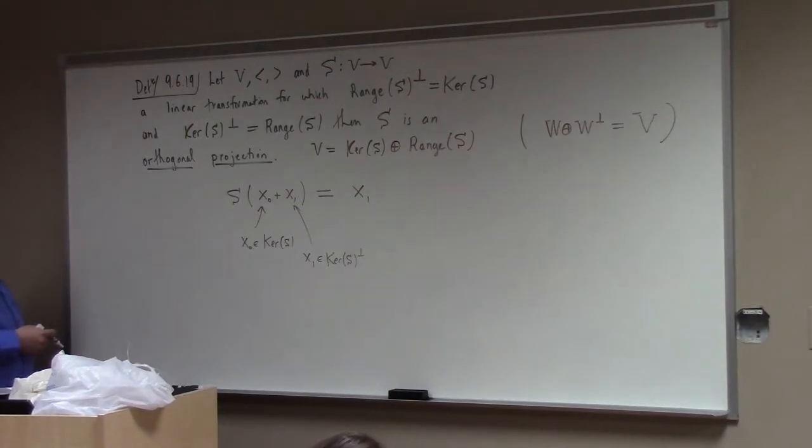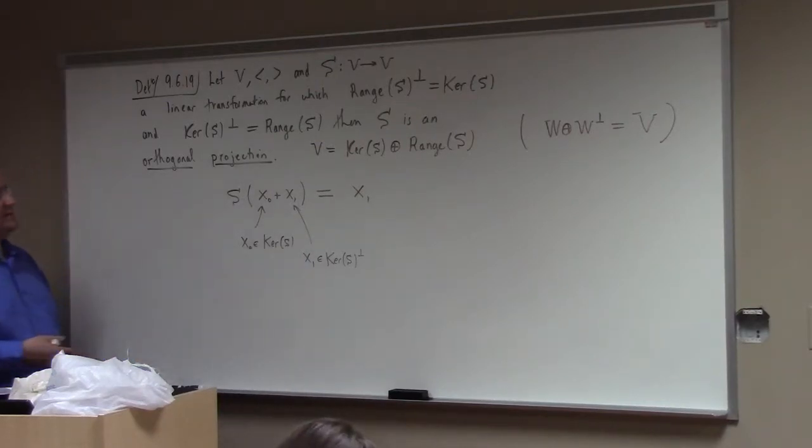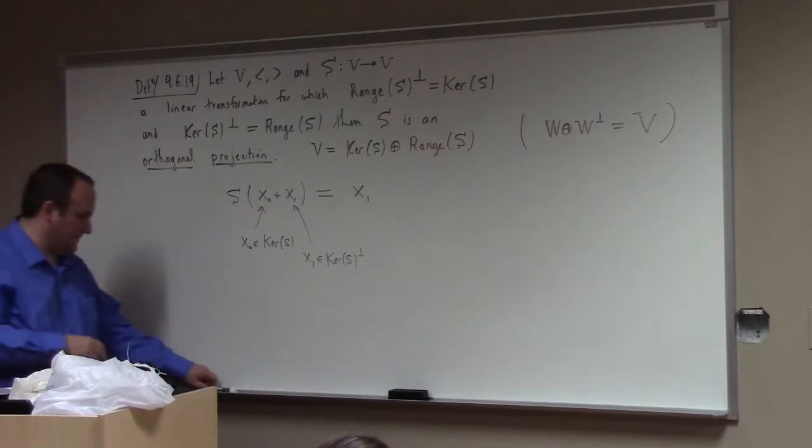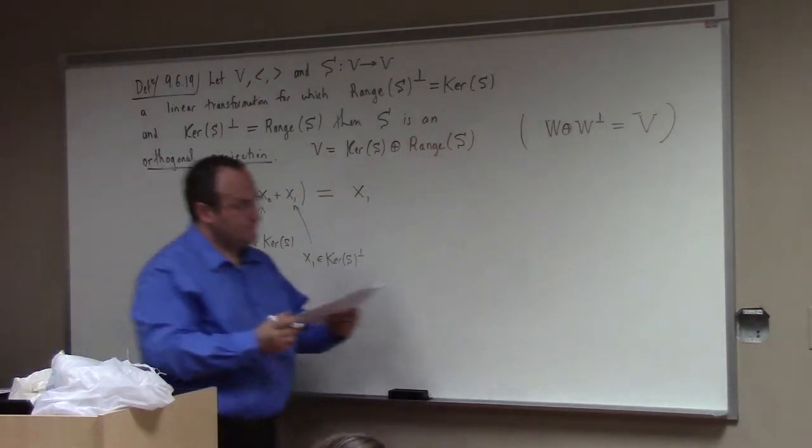So you're removing the piece which is in the direction of the kernel of S. But also x1 is an element of the perp. Anyway, this is an orthogonal projection. They have special properties. Actually, I'm not super interested in this, so I don't know why I'm spending so much time on it. Let me show you an example.